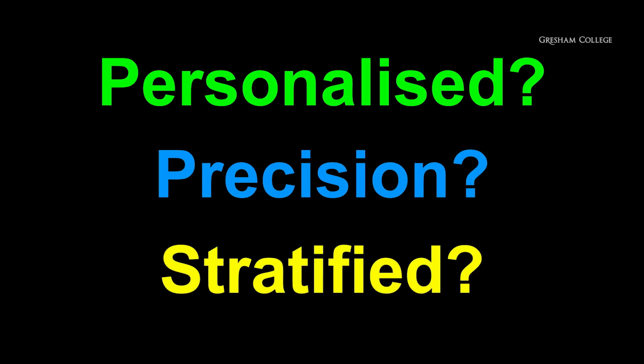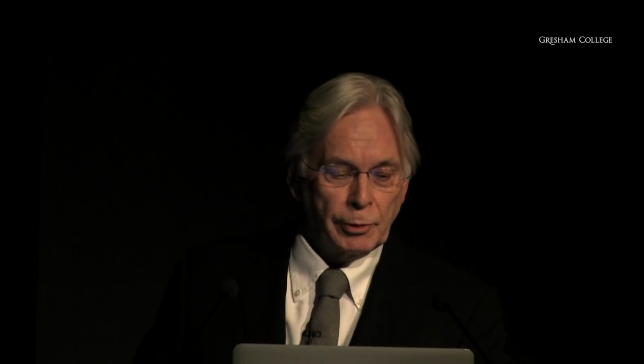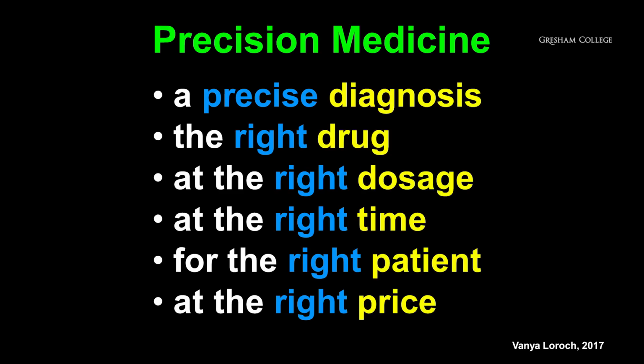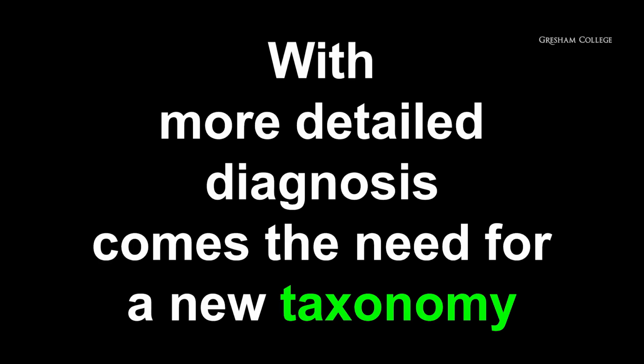Precision medicine, as described by Ivan Lorok from Switzerland, requires these things: a precise diagnosis, the right drug at the right dosage, at the right time, for the right patient, and at the right price. Not much to ask there. But as you've already gathered, if we're able or willing by these testing regimes to split diagnoses into smaller and smaller pieces, we have to find a new way of describing them, a new taxonomy for disease.